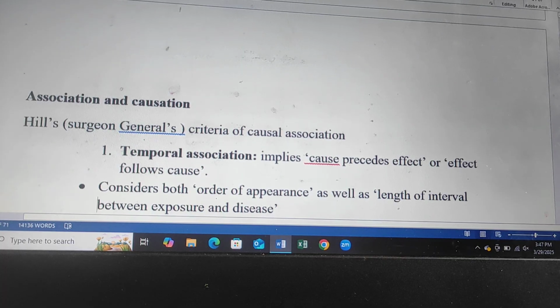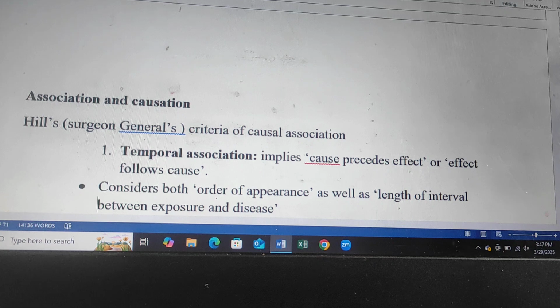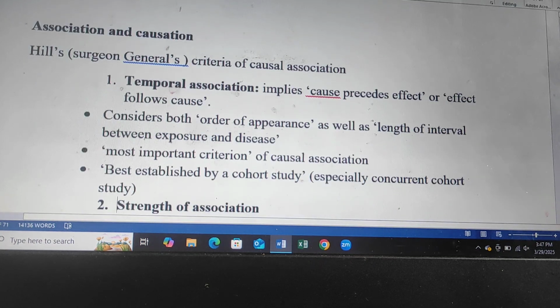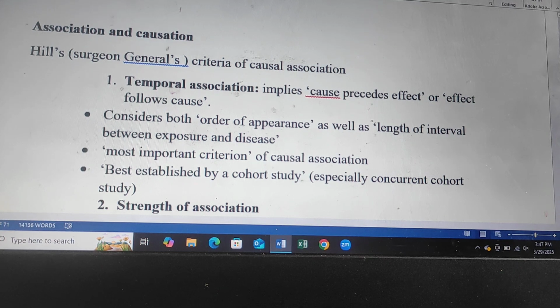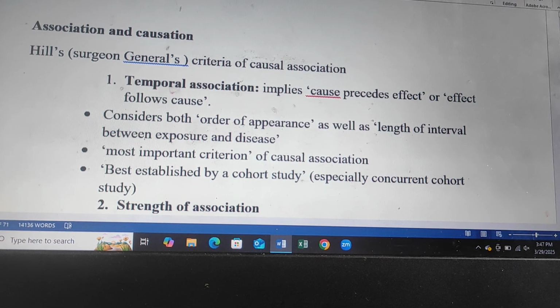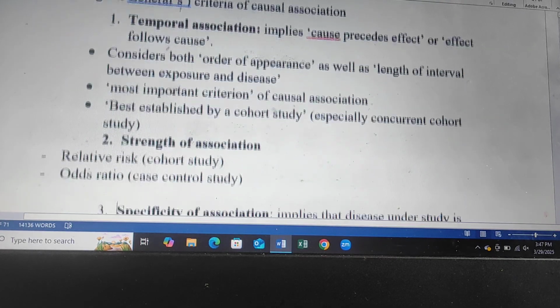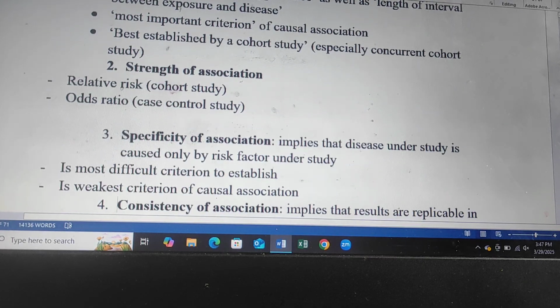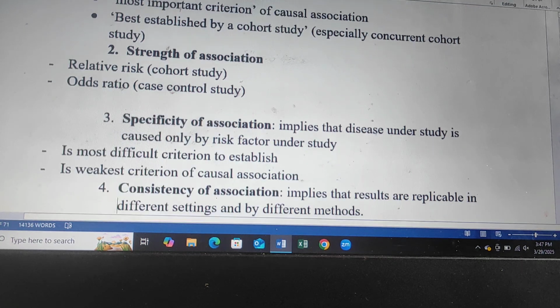Association and causation. Hill's general criteria of causal association. Temporal association implies cause precedes effect, or effect follows cause. Consider both the order of appearance as well as the length of interval between exposure and disease. It is the most important criterion of causal association, best established by cohort study, especially concurrent cohort study. Strength of association: relative risk in cohort study, odds ratio in case control study.